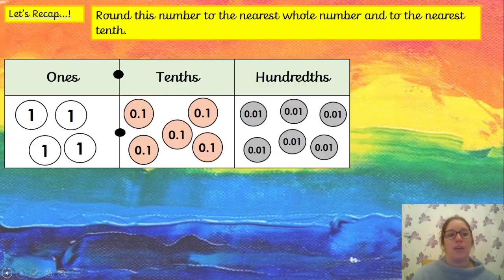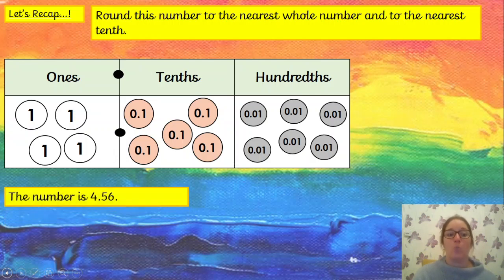Okay, so let's recap then. Round this number to the nearest whole number and to the nearest tenth. So what is the number? Okay, we have got 4 ones, we have got 5 tenths and 6 hundredths. So the number is 4.56.